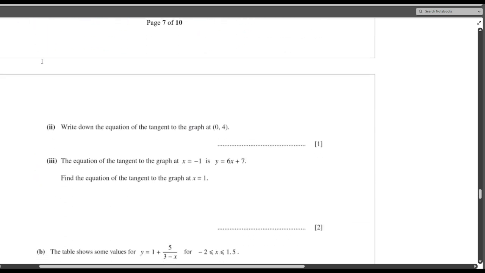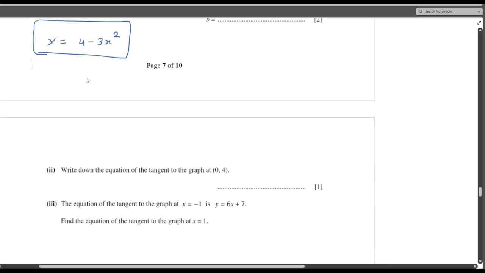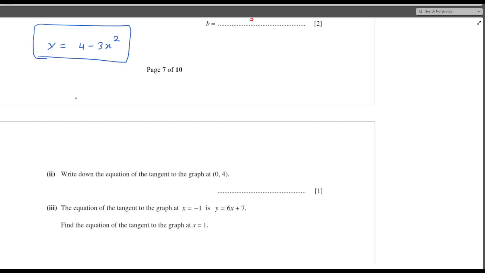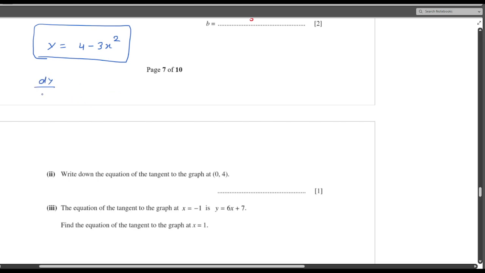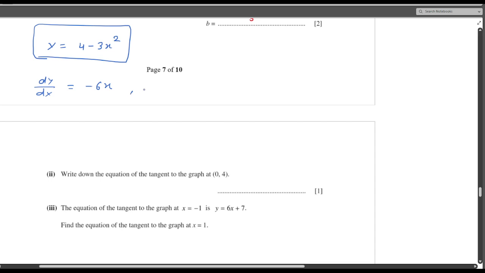Write down the equation of the tangent to the graph at 0, 4. Now I have my equation 4 minus 3x square. If I differentiate it, dy by dx, what do I get? I get minus 6x. I am not telling you how to differentiate it; you already know, go and revise. So dy by dx is minus 6x. I have to find the derivative when x is 0. So for x equal to 0, dy by dx is also equal to 0.